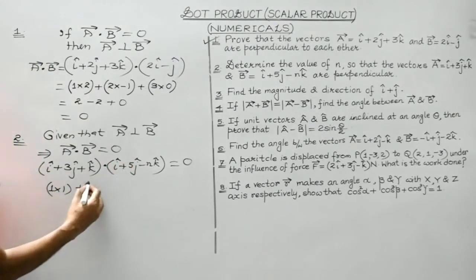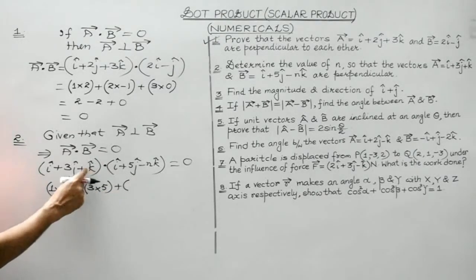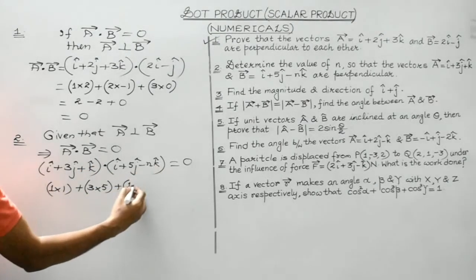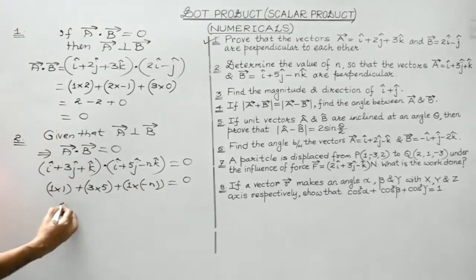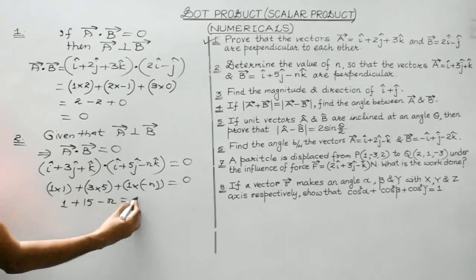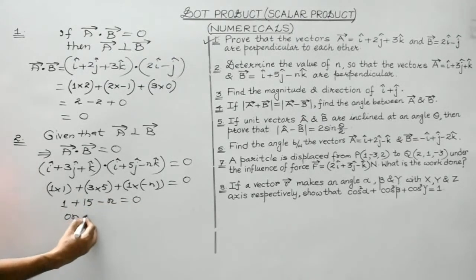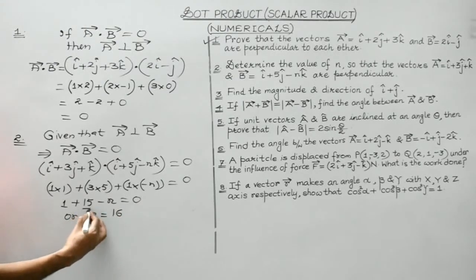So here the coefficient of j cap is 3, and over here the coefficient of j cap is 5. Plus here the coefficient of k cap is 1, and here the coefficient of k cap is minus n. So what do you get? 1 plus 15 minus n is equal to 0, or n is equal to 16.